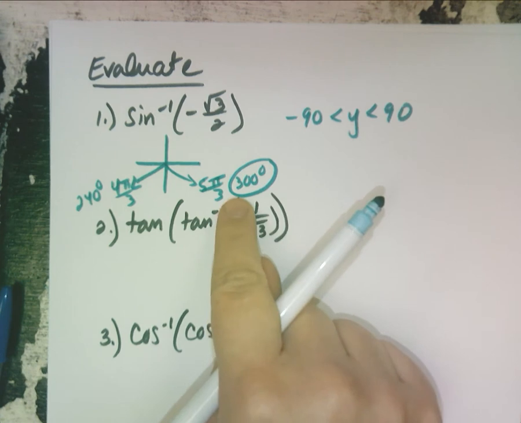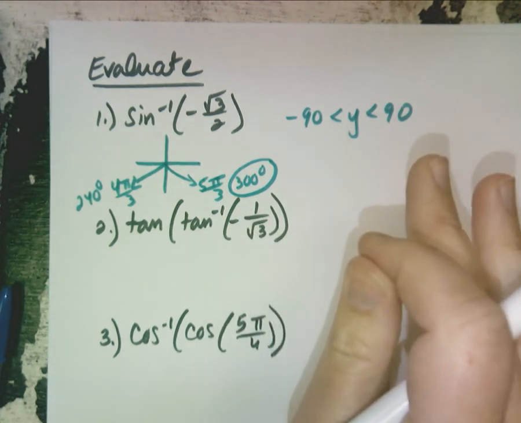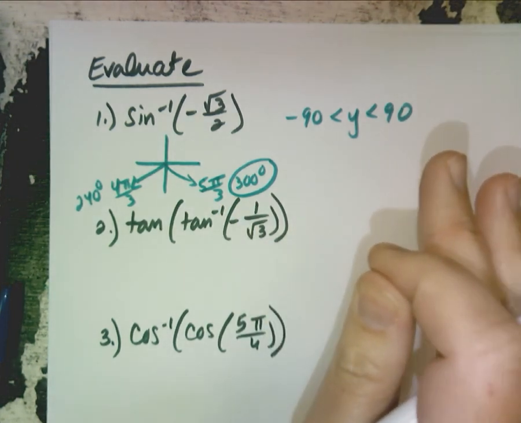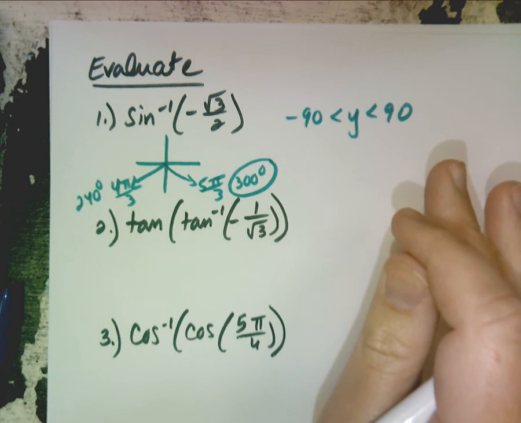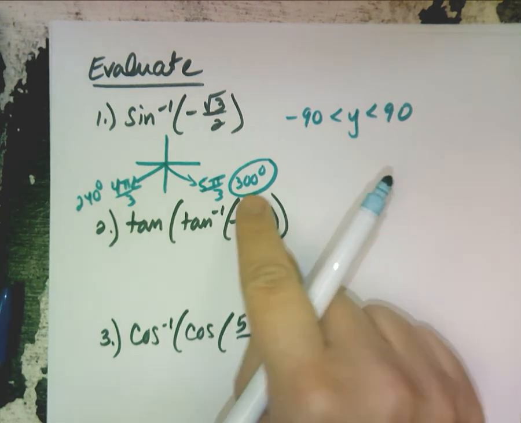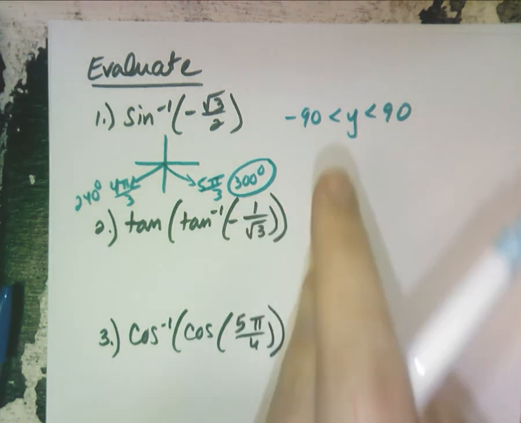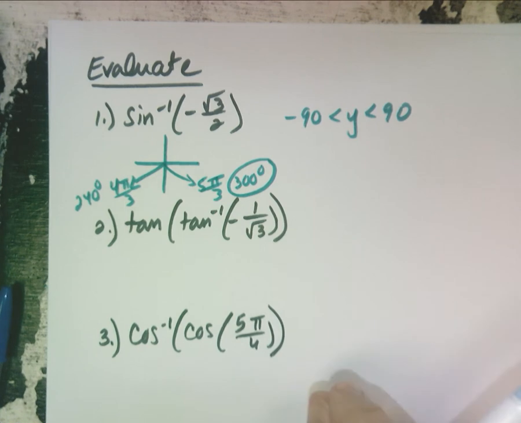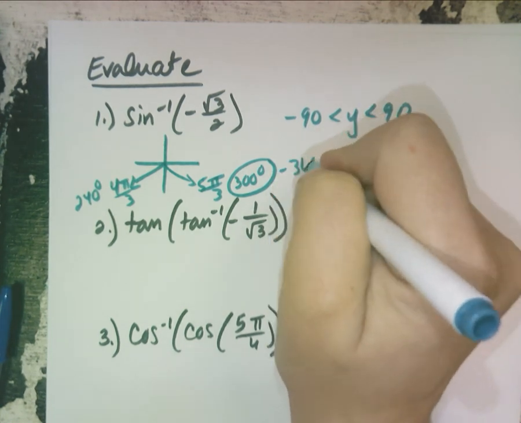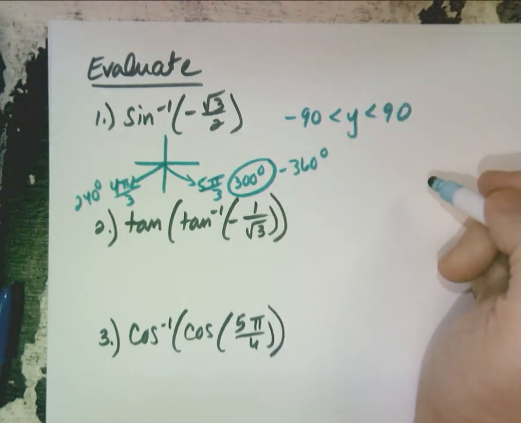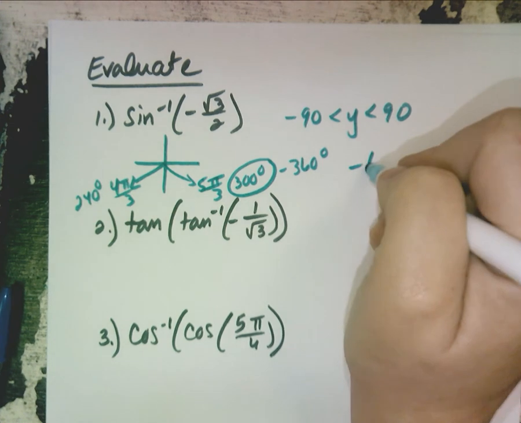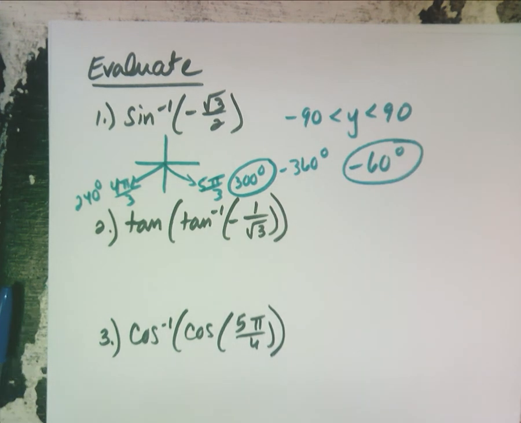But we're not going to give that as an answer. However, on a quiz or test, I will completely accept that as an answer because I know exactly what you're talking about. All right, but how do we make this go in here? How can I make a 300 go in between negative 90 and 90? Do you remember? Coterminal. That's exactly it. Just subtract 360. What's 300 minus 360 make? Negative 60 degrees.